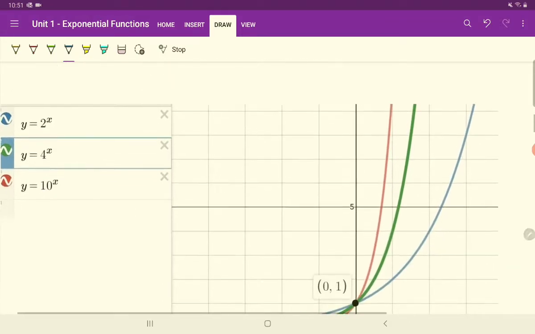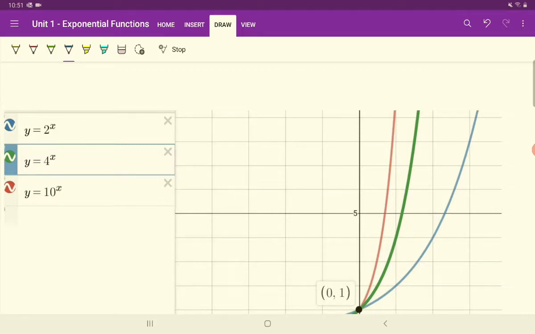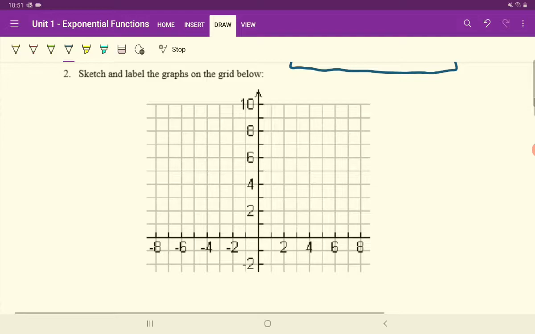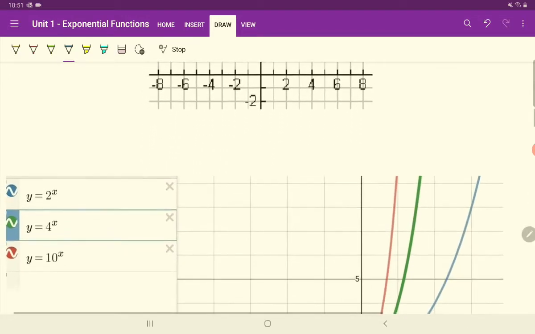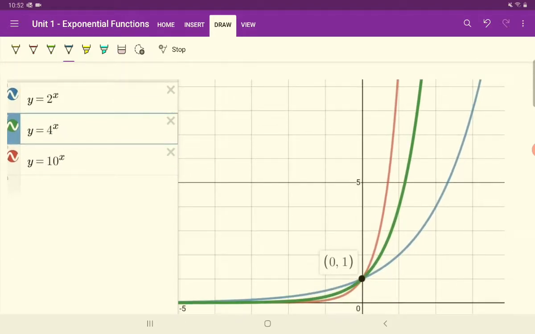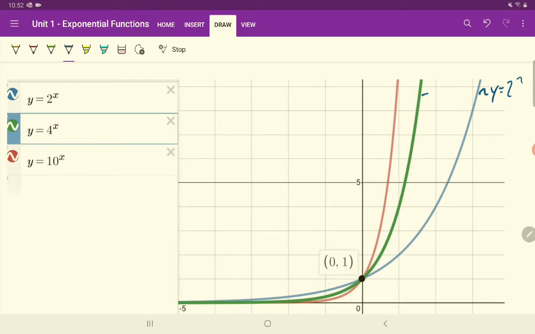But I have just taken a screenshot of what we had, so we can analyze my screenshot here. But for your notes, I would probably just draw the curves yourselves, just using some critical points. Pick a few critical points and try to draw the curves. So you can see that my blue line is y equals 2 to the x. This is y equals 4 to the x. And this is y equals 10 to the x.